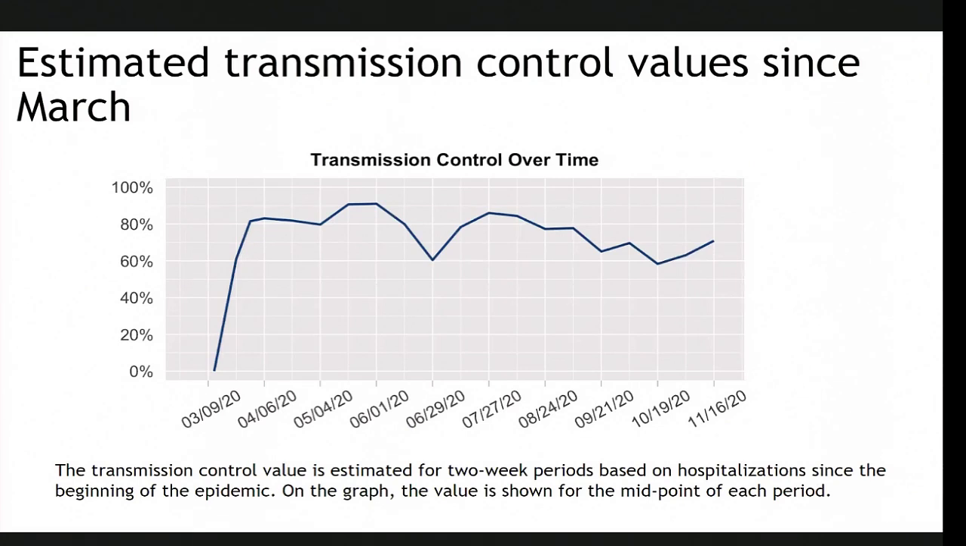You can see that again, transmission control dropped heading into June, and we had that July peak. More recently, we've seen a decline in transmission control. And then now the last few weeks, we have seen a rise in transmission control. So that is good news. But again, we await the impact of Thanksgiving, and of course the December holidays are still to come as well. So next slide.